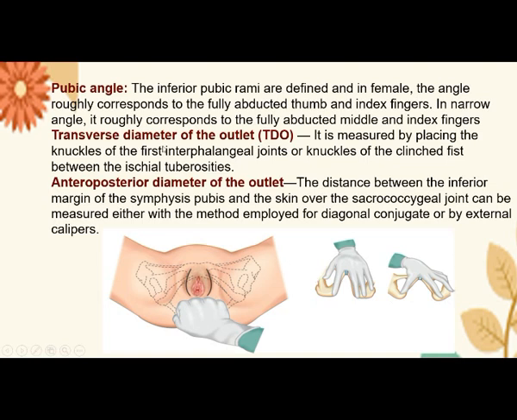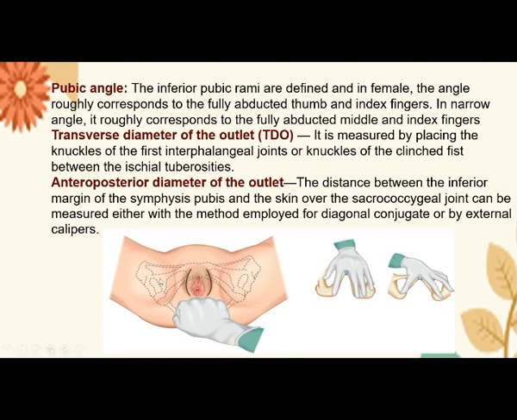Then the transverse diameter of the outlet. It is measured by placing the knuckles of the first interphalangeal joints, or the knuckles of the clenched fist, between the ischial tuberosities. You can see the clenched hand. From here to here, we can palpate. By this we can measure the transverse diameter of the outlet.